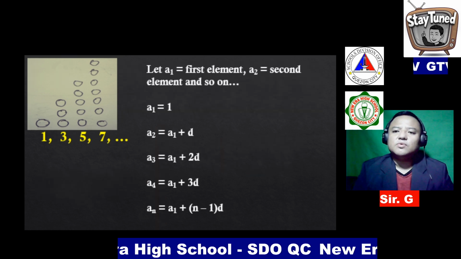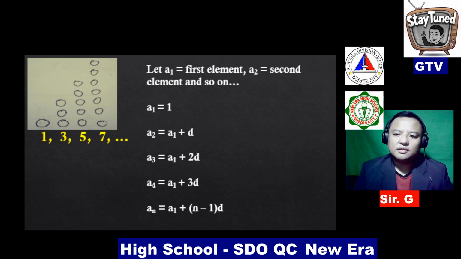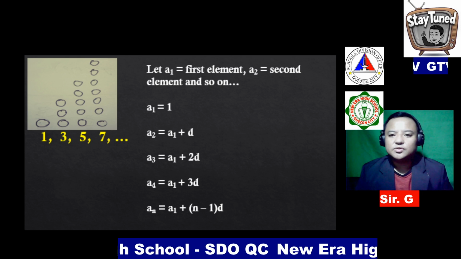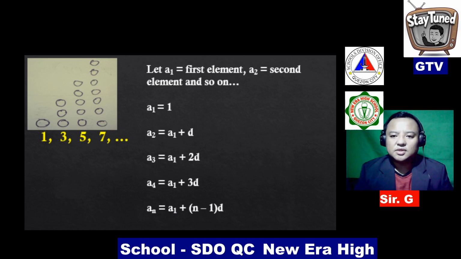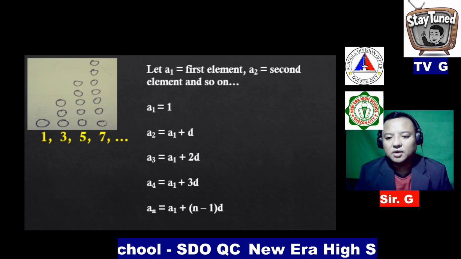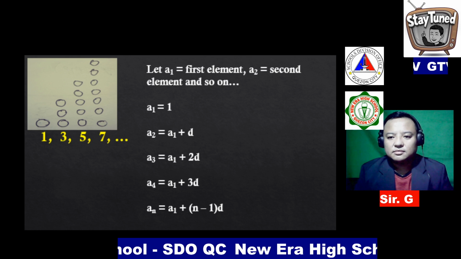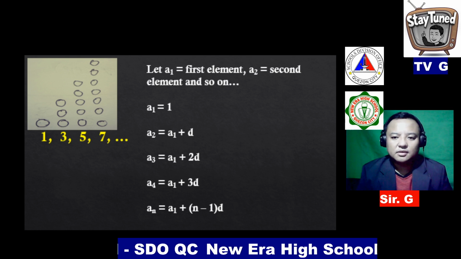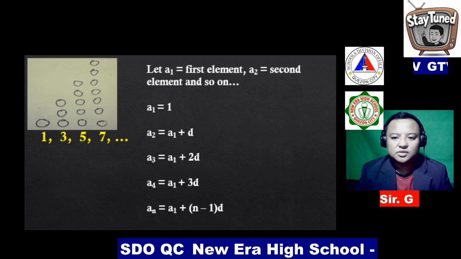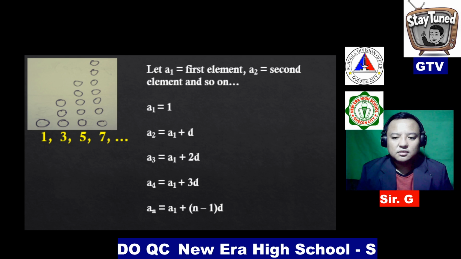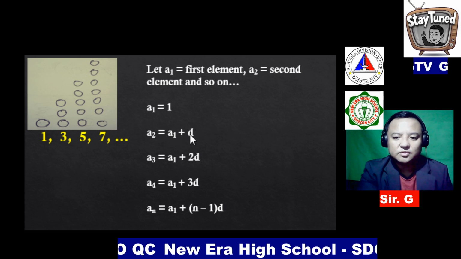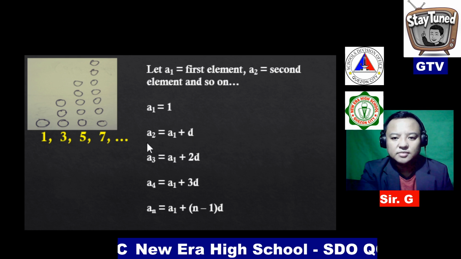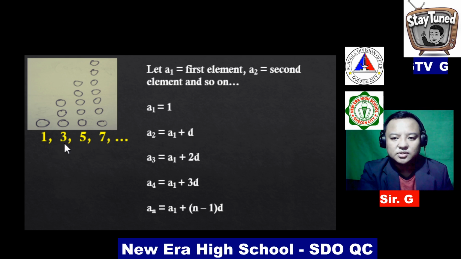So let a sub 1 be the first term and a sub 2 be the second element. A sub 3 would be the third, and so on. And let me discuss this. Supposing a sub 1 is equal to 1. On the given example, we have 1, 3, 5, and 7. And since the common difference is 2, take note, our d here is 2, and this is 1. So 1 plus 2, we have 3. That's why we have the second element, which is 3.